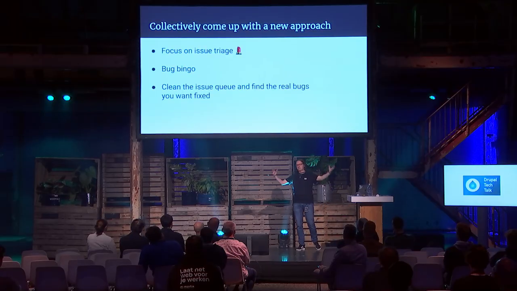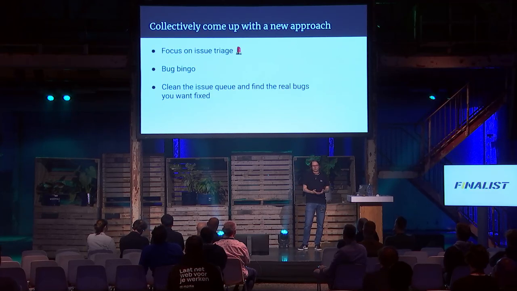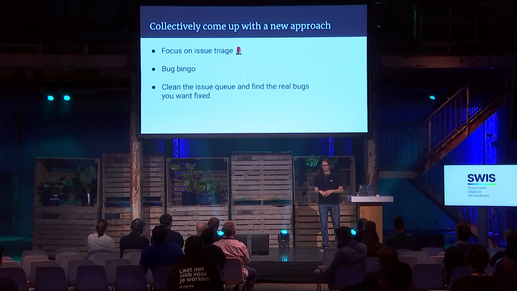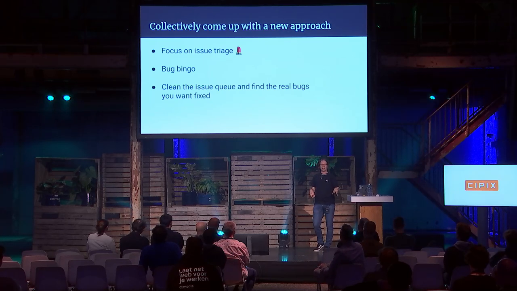So how do you open that up and make people look at it? Because there are genuine bugs there, but there's also a lot of cruft that we can just close. So Bug Bingo: go for something random instead of sticking to those first four pages. That way, hopefully, we clean the issue queue and are left with the bugs that are worthwhile to work on, where all the energy that's needed to fix a bug is actually put into an effort to fix a bug instead of everything that surrounds it.